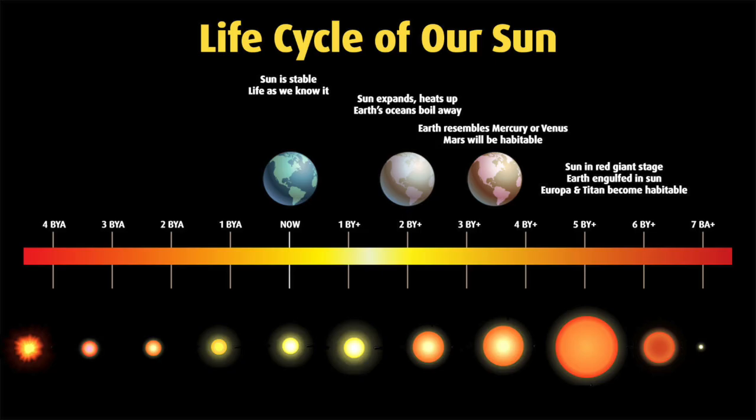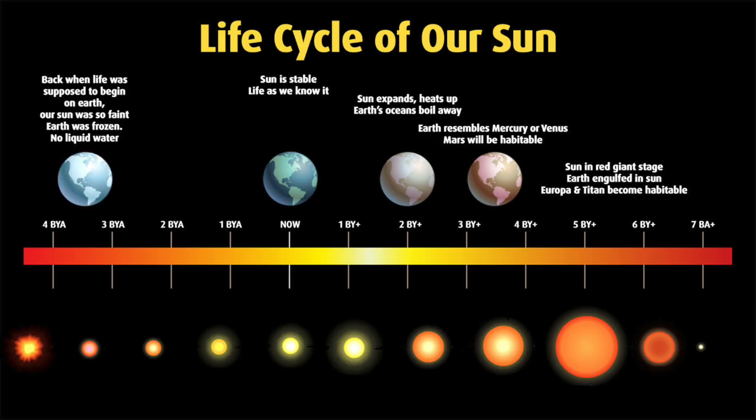But if we look backward in time on this accepted solar timetable, we have a different problem regarding the origin of life on Earth. If we go back to when life was supposed to begin on Earth, our sun was so faint that Earth was frozen without any liquid water. And without liquid water, all of the theories for the development of life just don't hold up. Now, they even have a name for this. It's called the faint sun paradox. And this is not something that creationists thought up. This is something that regular evolution-believing astrophysicists have discovered and cannot figure the solution for.